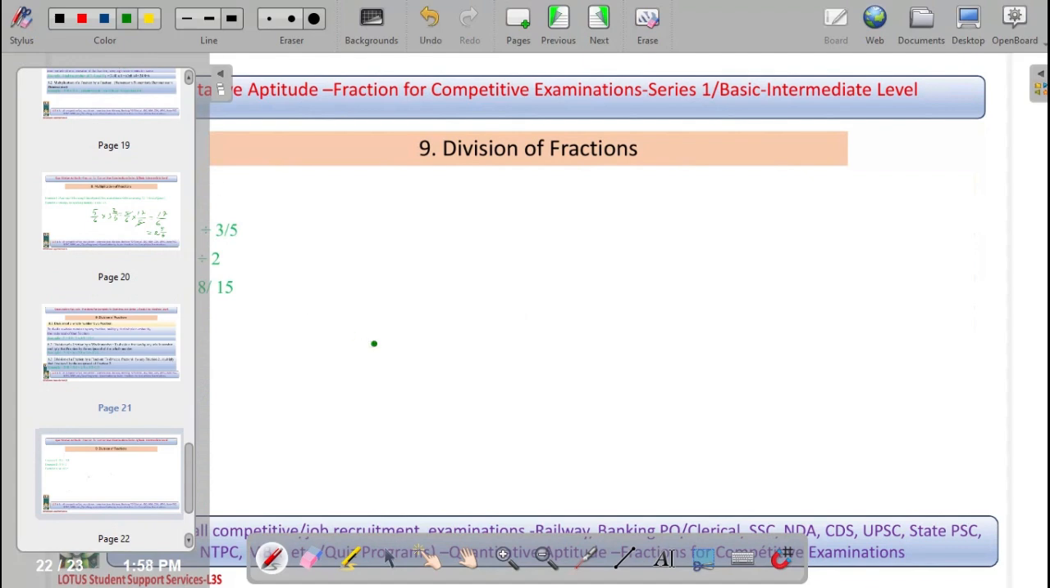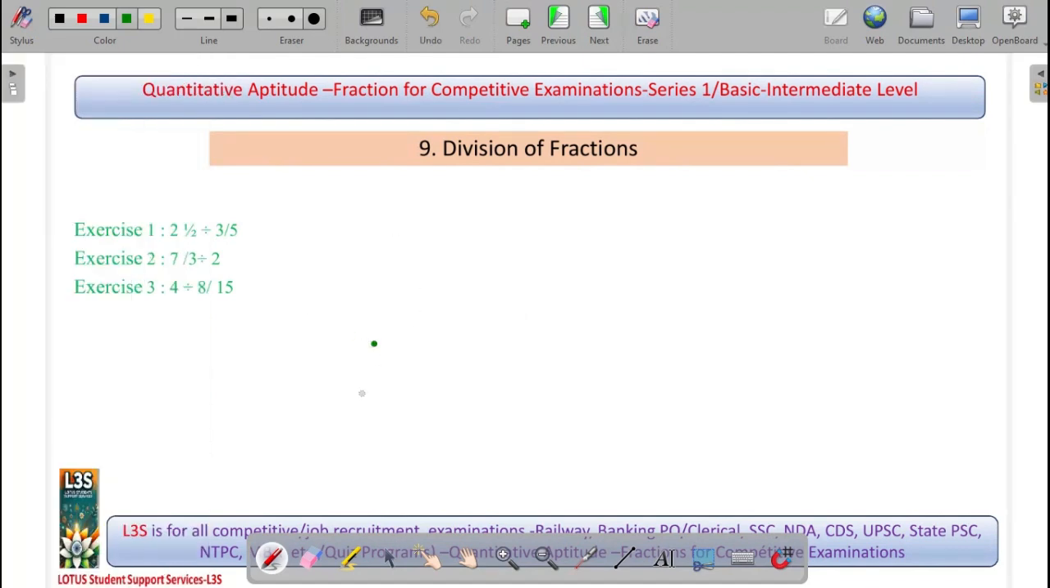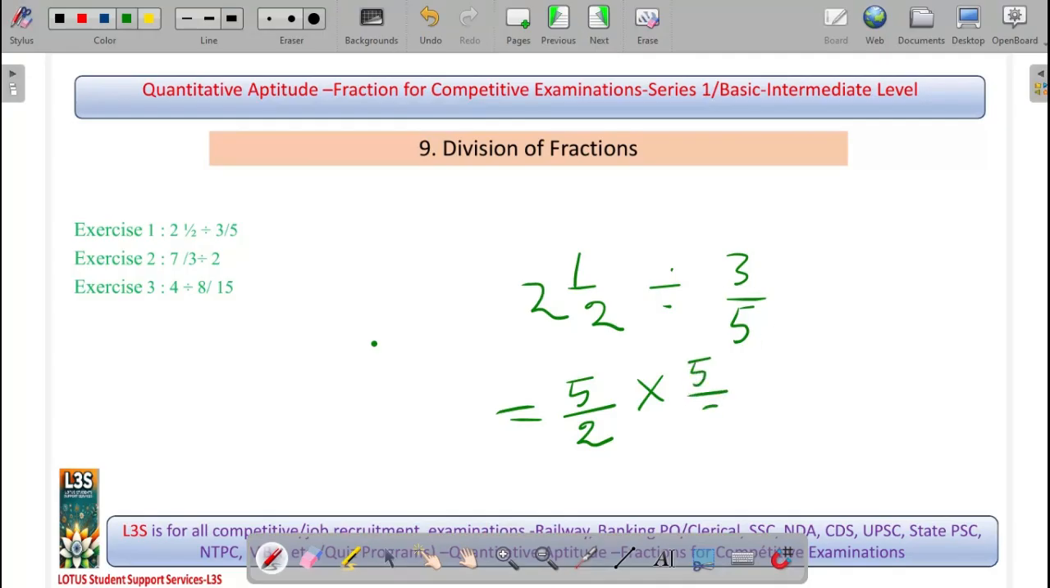Let's do a few exercises. First one, 2 1 by 2 divided by 3 by 5. So this is a mixed fraction, and if we make it an improper fraction, we'll get 5 by 2 into the reciprocal of 3 by 5, which is 5 by 3. So we'll get 25 by 6. This is the first one.